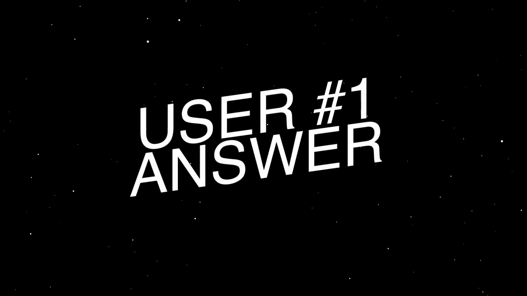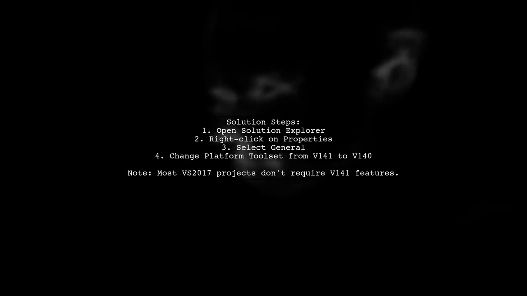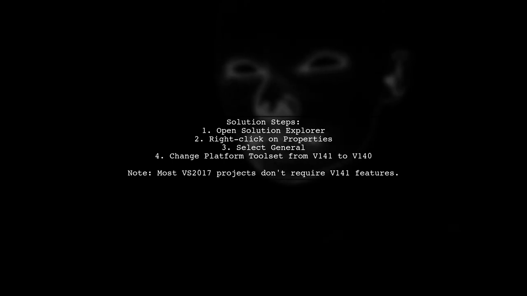Let's now look at a user-suggested answer. If you're using Visual Studio 2015 and have a project from Visual Studio 2017, you don't need to upgrade. Simply open the Solution Explorer, right-click on Properties, and change the platform toolset from V141 to V140.